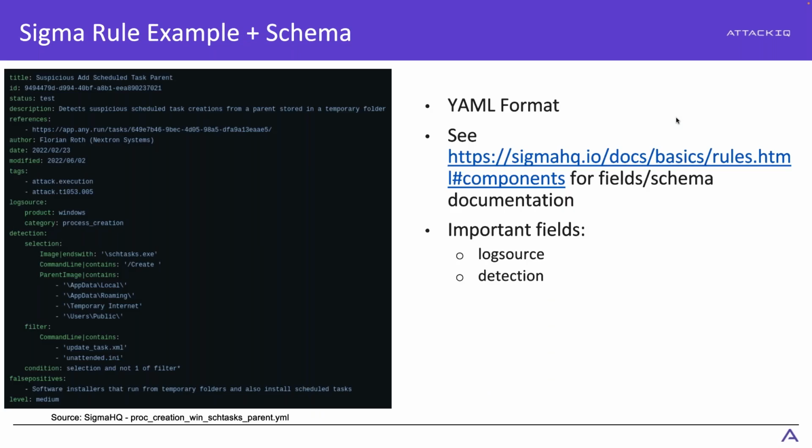So let's just take this example rule right here. This is what a typical rule would look like. This is for adding a scheduled task with a suspicious parent process. I'm not going to go over every single field due to time. There's pretty obvious ones like the title of the rule and the unique ID. The really important ones that we want to focus on are log source and detection.